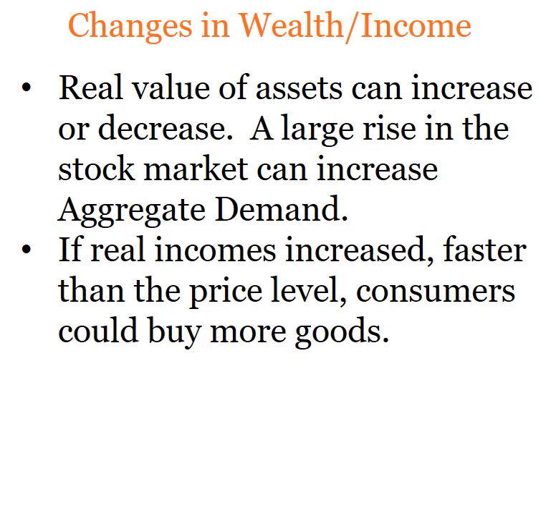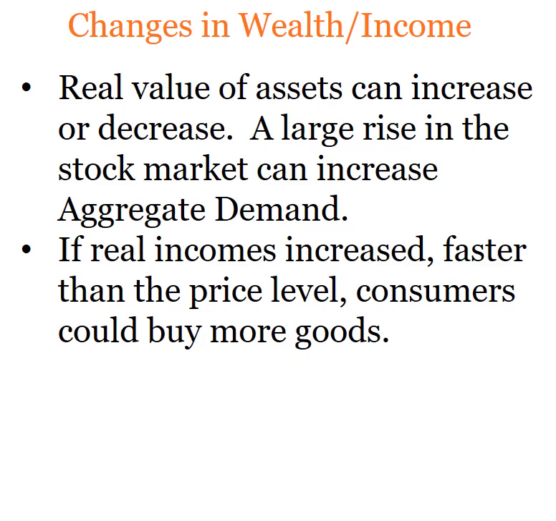The next shifter for aggregate demand is wealth or income. In terms of wealth, the real value of assets can change economy-wide. We talked about how the stock market is an example of overall wealth in the economy, and it makes sense that if people feel like their assets and the value of their possessions are increasing, they're going to feel more comfortable spending money, so aggregate demand will go up. But if all of your stocks and your investments and the property that you own are going down in value, if wealth is decreasing, you're not going to feel as comfortable going shopping, and so aggregate demand would decrease.